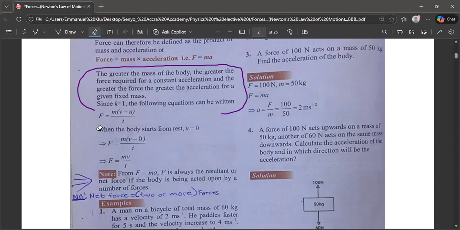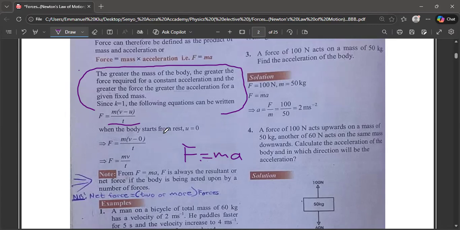Okay. So in this aspect, we are saying that when the body starts from rest, after reading this relation, the following equation can be written. Because if force is equal to ma, then it means that the acceleration is equal to the change in velocity, v minus u, all over t. So that is what we have placed over here.